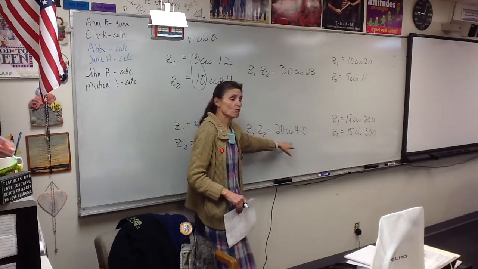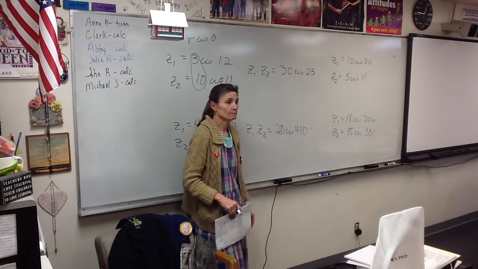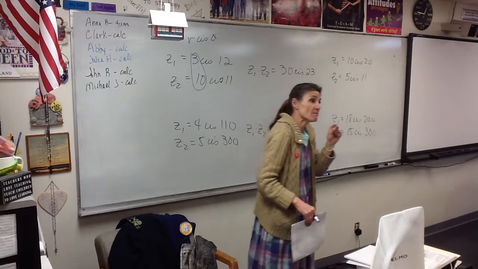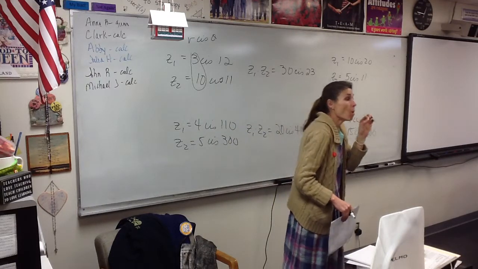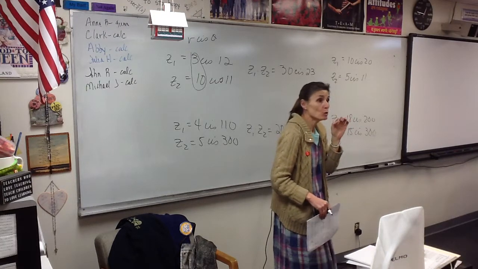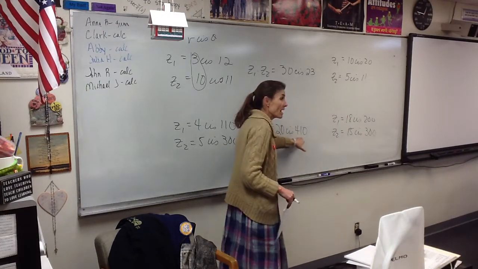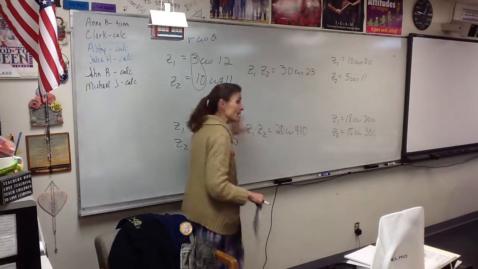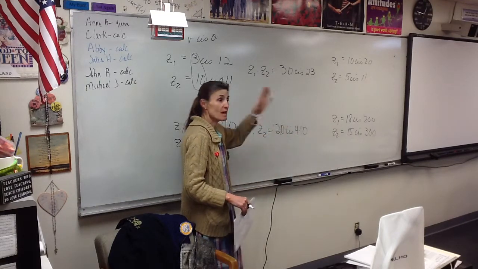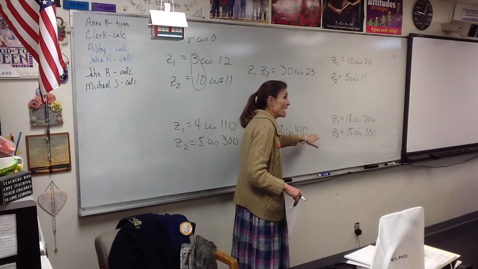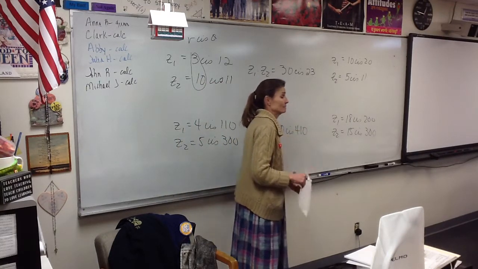Now, what do you think is wrong with this number? It's kind of big. In fact, it's more than a revolution. And the rules say that your angle can't be more than a revolution. Now, it came out that way. There's nothing we can do about it. But now we have to fix it. How could we fix this?